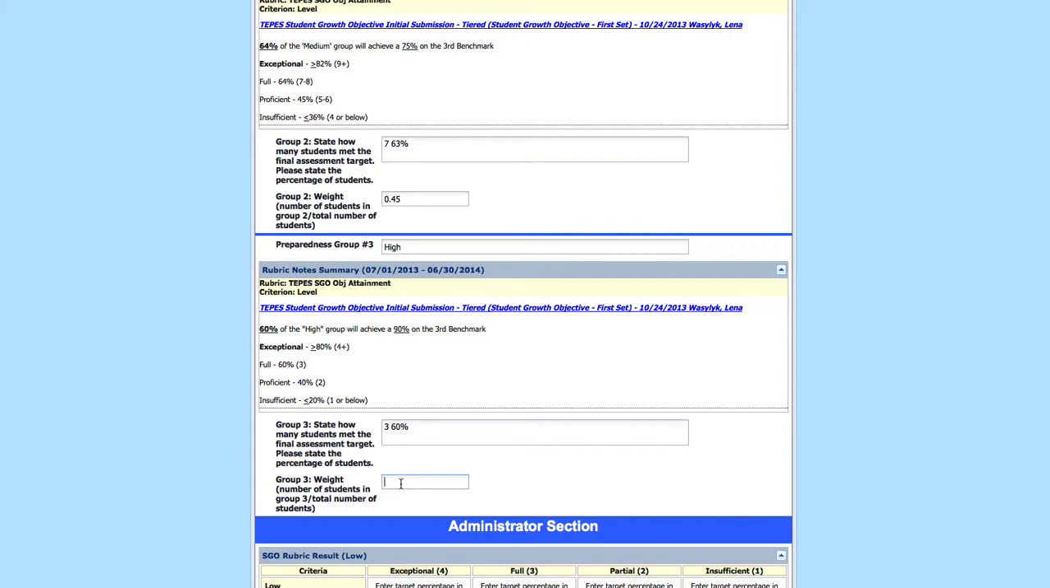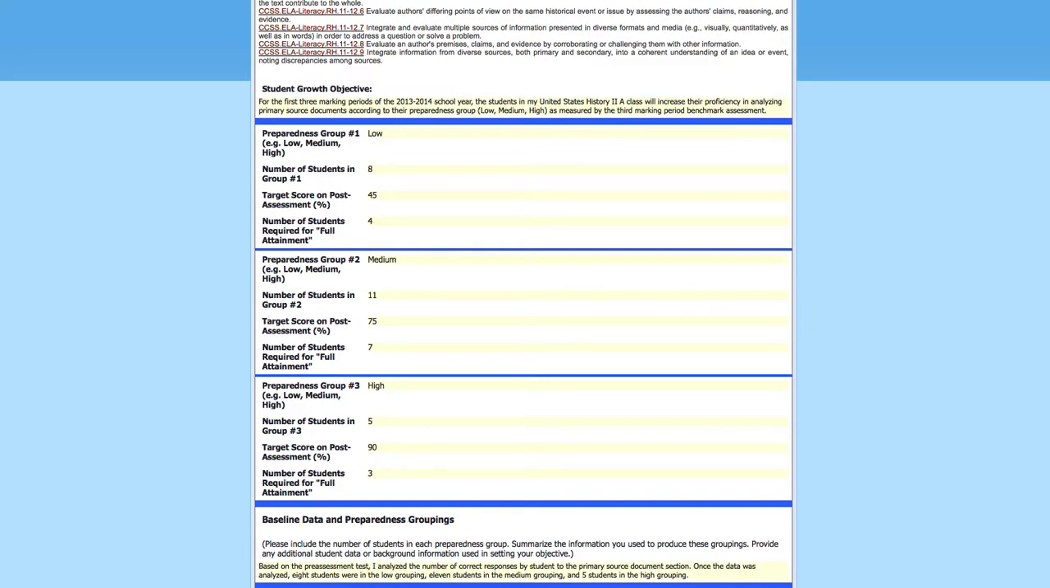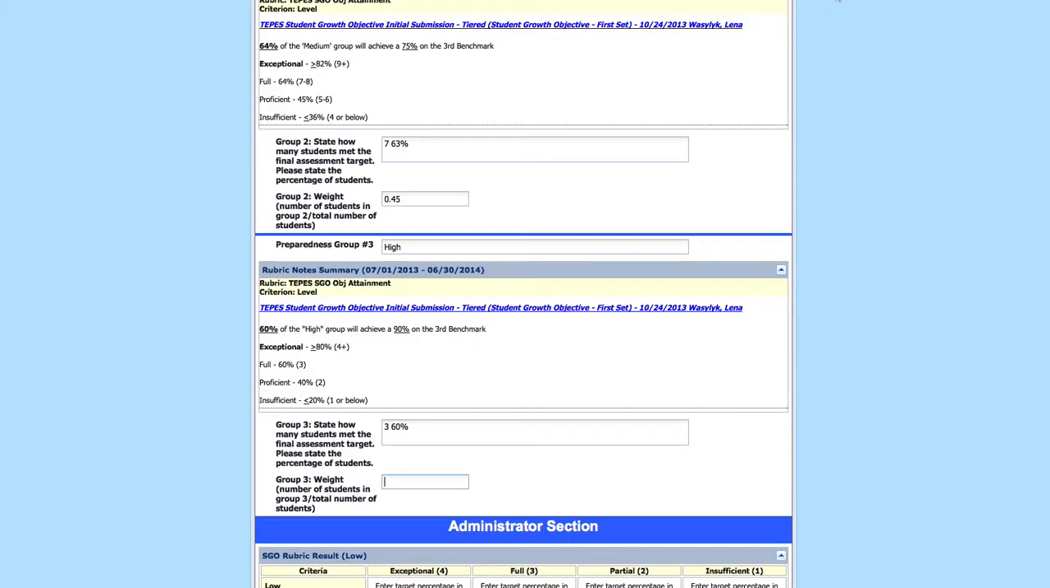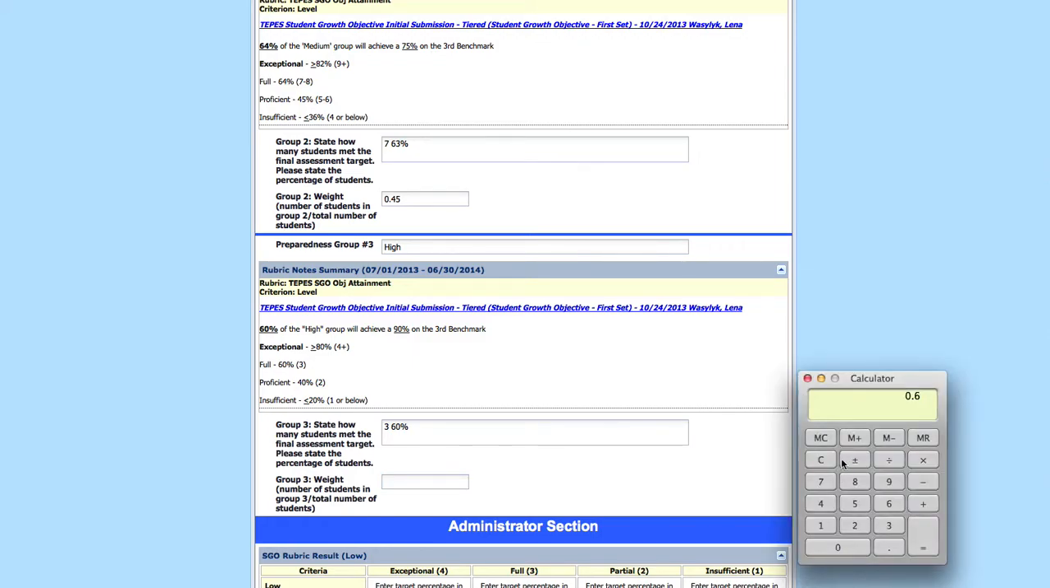So for the third time, we have to establish the weighting average. So the number of students in group 3 divided by the total number of students in the class or in the SGO population pool, all 3 preparedness groups. So we have 5, so we're going to take 5, and we have 24 total students. So we're going to say 5 divided by 24 is 0.20.